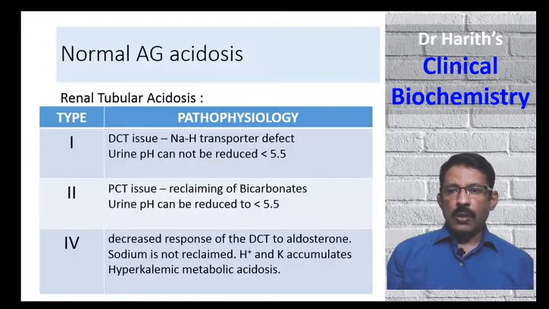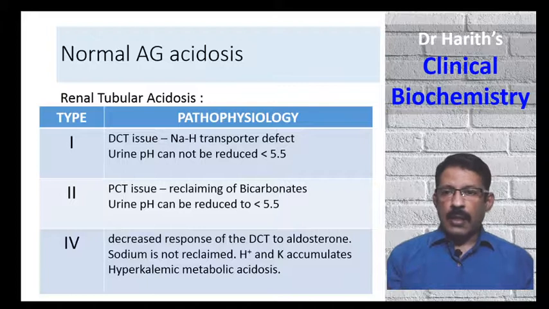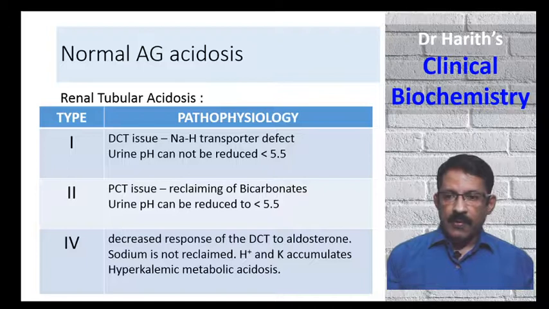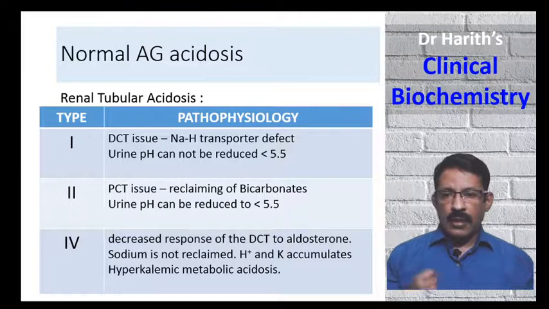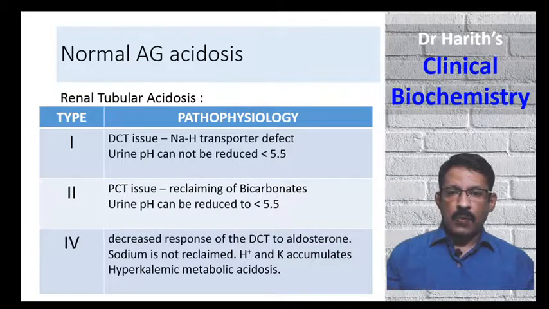Renal tubular acidosis is a rather complex subject which will be taken in a separate lecture series, but there are 3 types of renal tubular acidosis. Type 1, where there is a distal convoluted tubule issue where the sodium hydrogen anti-transport mechanism is defective. Type 2 is a proximal convoluted tubule issue where the reclaiming of bicarbonates becomes defective, and type 4 is a condition where there is a decreased response of the distal convoluted tubules to aldosterone.